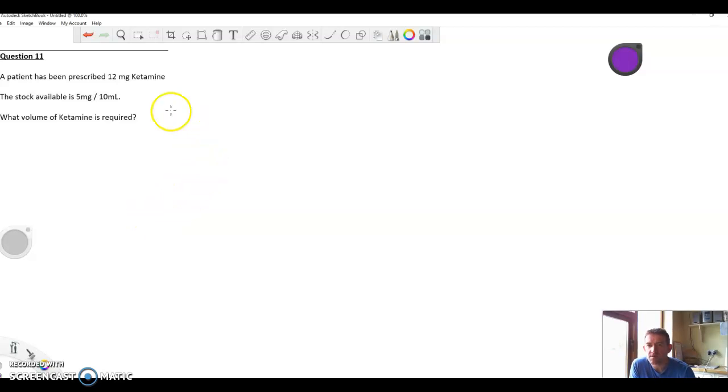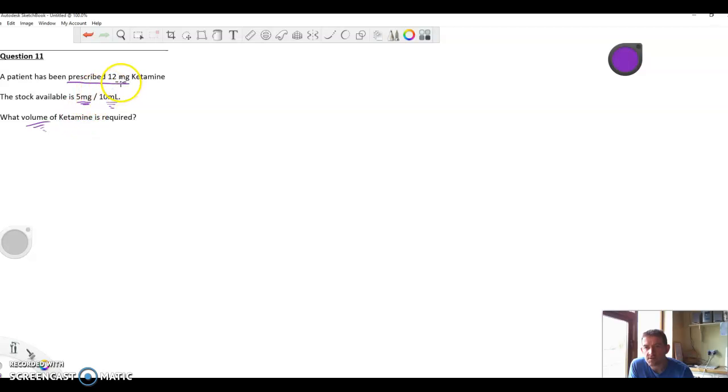Patient has been prescribed 12 milligrams of ketamine, so that's the prescribed amount. The stock dose available is 5 milligrams in every 10 milliliters. What volume of ketamine is required?